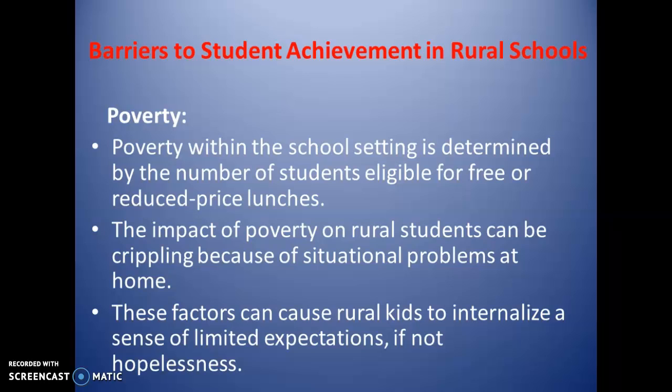Also, just financial issues in trying to provide for the house. Some students of poverty in rural areas may not have enough food. So there are many situational problems that could occur at home that could impact the student when they come to school and their ability to learn. These factors can cause kids to internalize a sense of limited expectation, if not hopelessness. And like I said earlier, a lot of times they're just not even motivated to learn. They don't even want to learn because of so many social and emotional issues stemming from home.